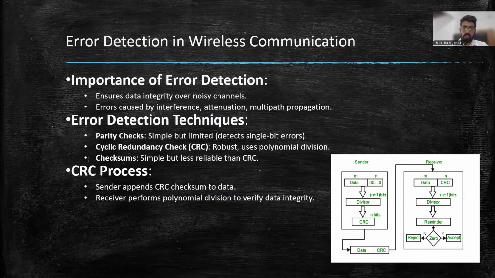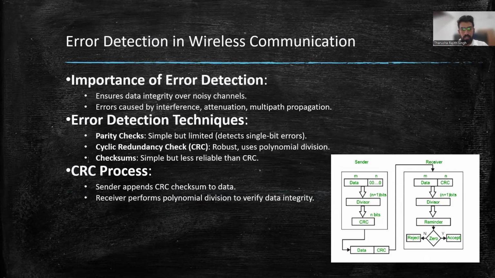First is the importance of error detection. Error detection ensures that the data received is the same as the data sent, even in the presence of noise and interference. Without error detection, corrupted data could lead to incorrect results or system failures.